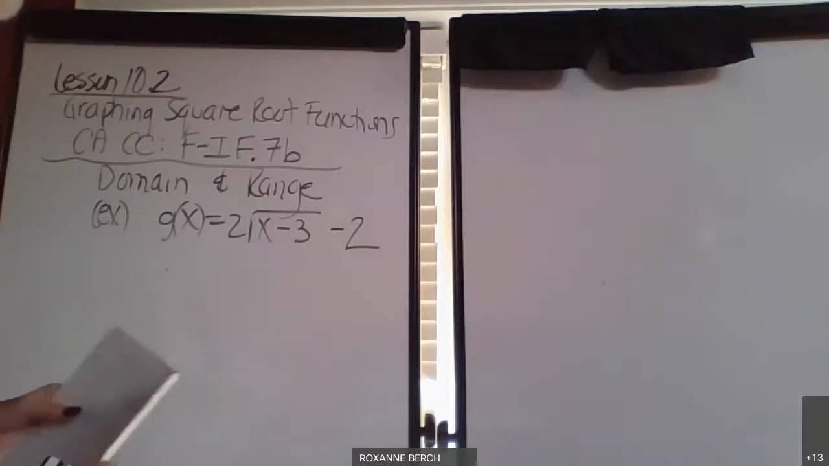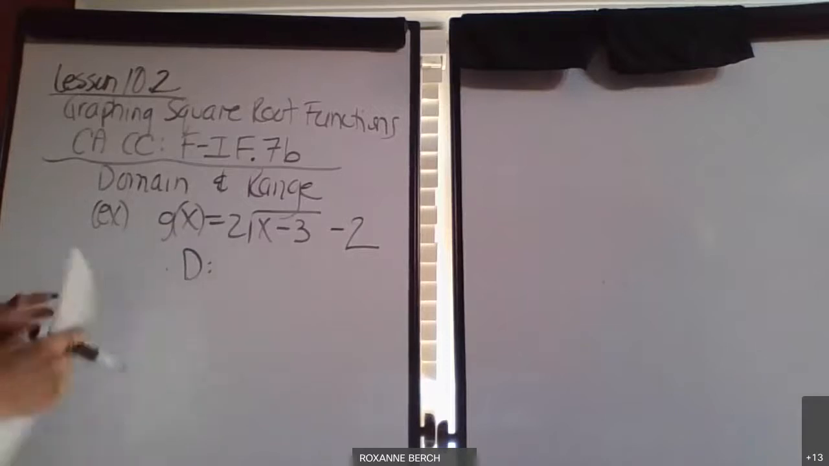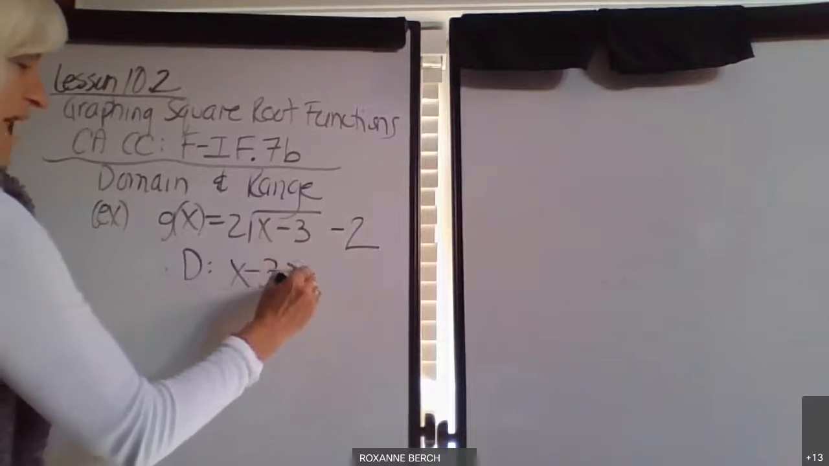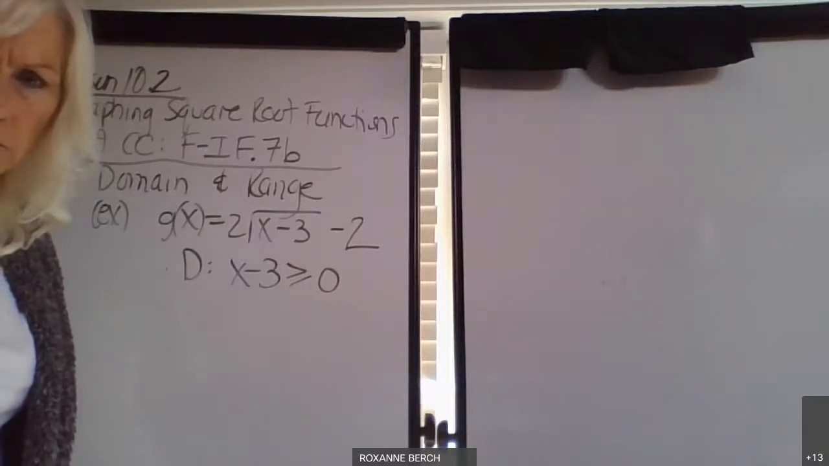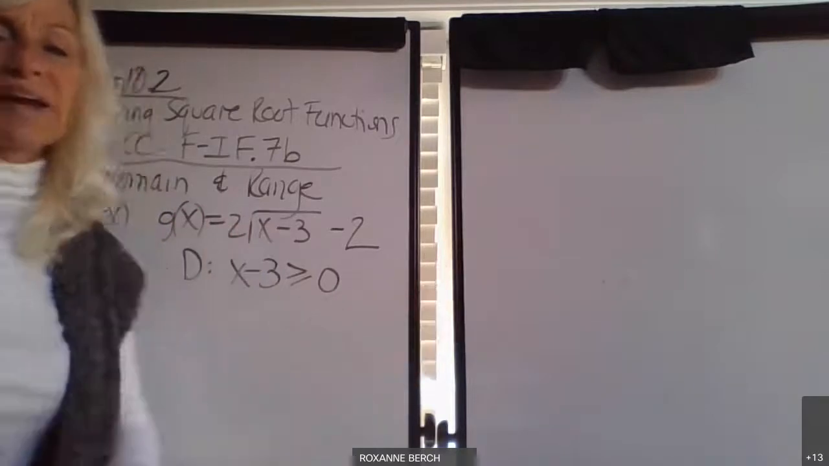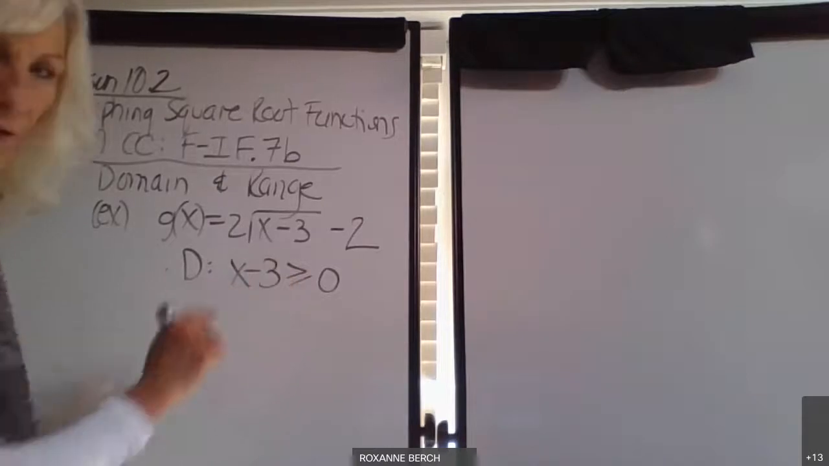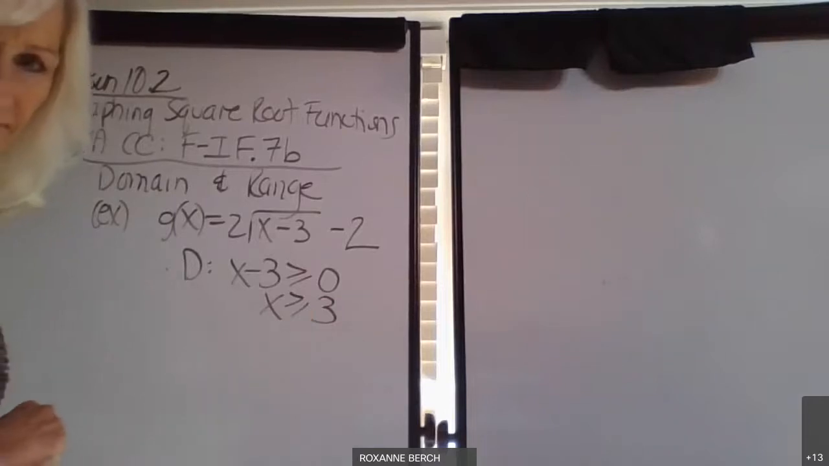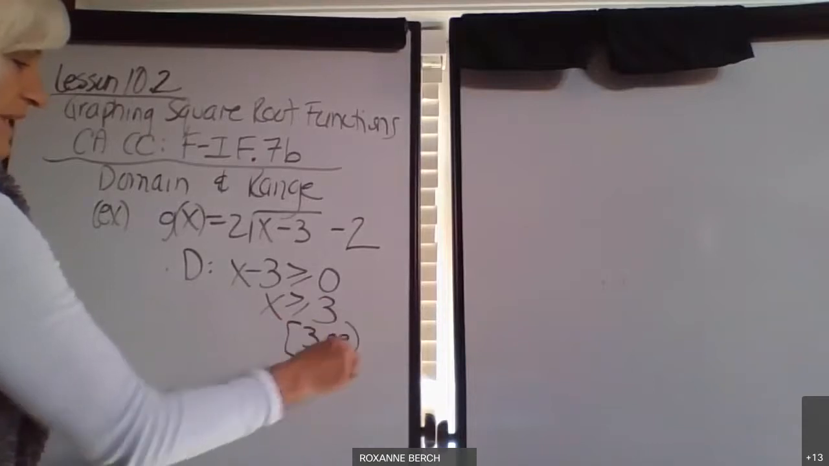Well, here's what you can do. For the domain, the radicand, which is underneath the radical, x minus 3, we know it's positive, right, or equal to 0. Everybody agree? And if you think about it, this graph was shifted right 3. If you set the radicand greater than or equal to 0, you can find the domain that way. So this is closed on 3 to infinity.